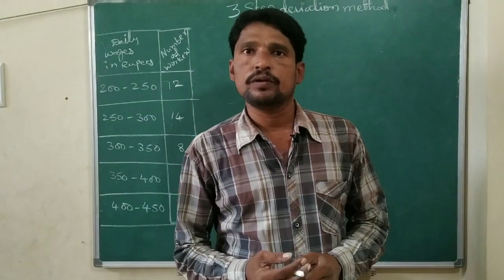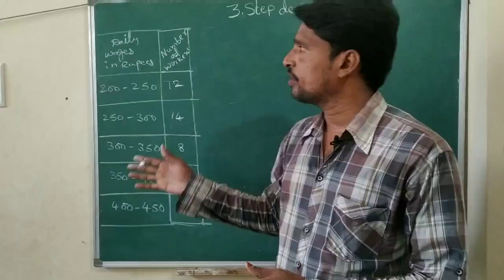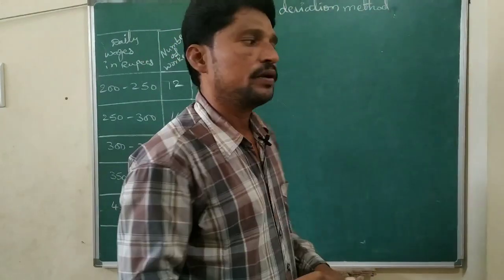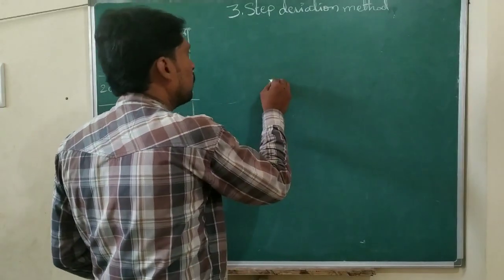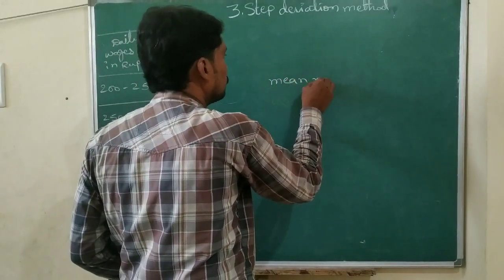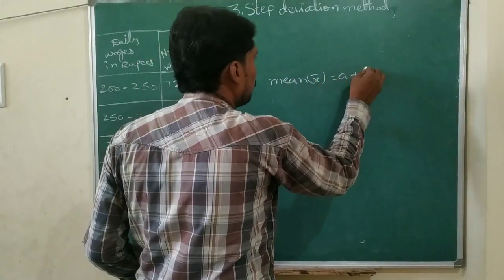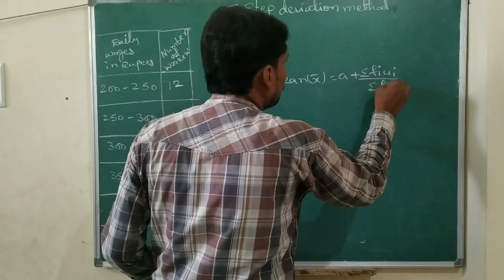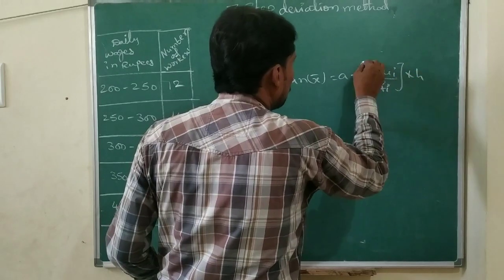Now we are following the step deviation method. For the same data, I am taking daily wages in rupees and number of workers. So for the step deviation method, what is the formula? Mean x bar equals a plus sigma fi ui by sigma fi into h is the formula.